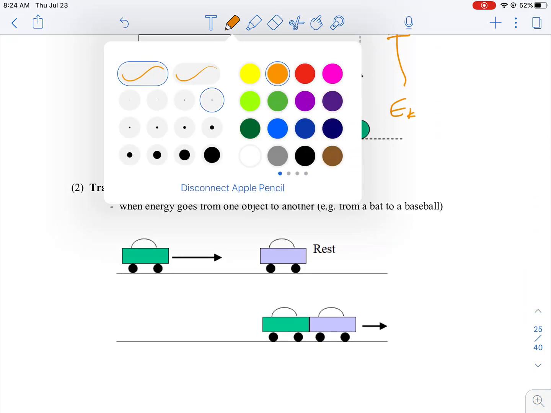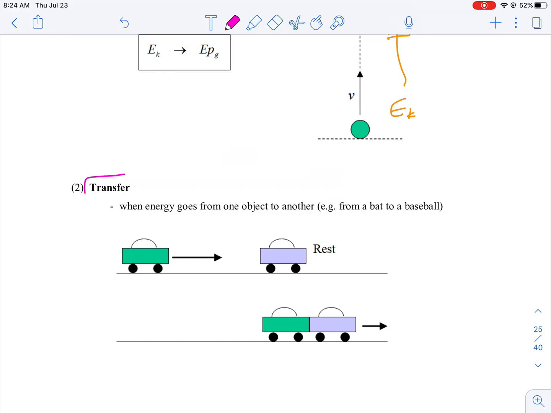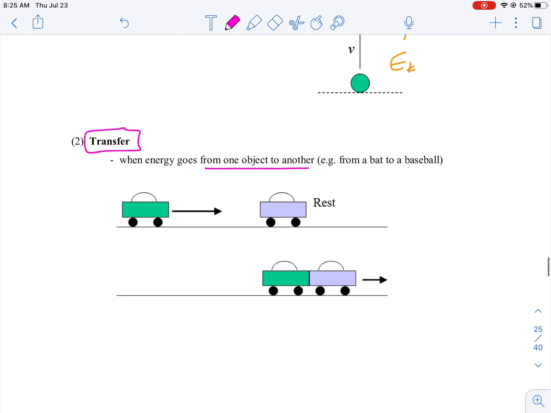The other type of change that can take place is called a transfer. This is going from one object to another. So I have an example here of a car coming in, and you'll see that it comes in with a lot of energy, and the object 2 doesn't have any. So here's object 1 and 2. 1 has all the energy, but in the end, we can see that they're both moving. So energy is actually transferred from 1 to 2, giving it some kinetic energy. So that's called a transfer.